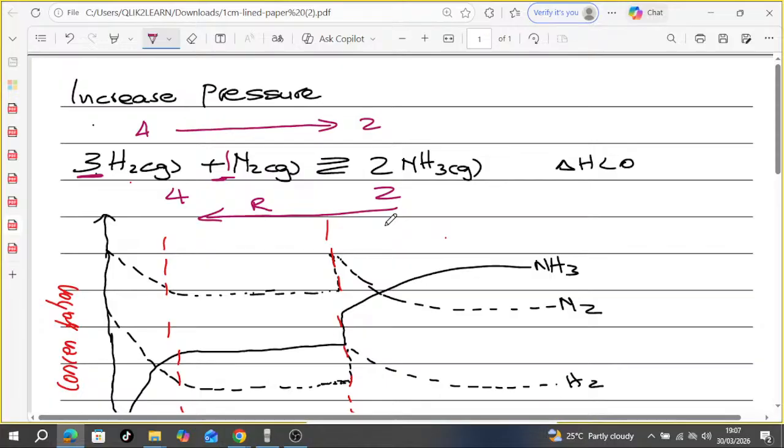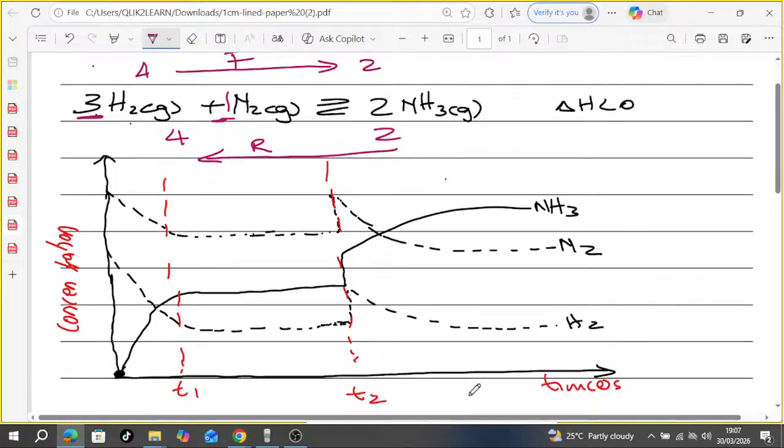So now tell me, which reaction is favored if the pressure is increased? It's the NH3. Remember, we are increasing pressure, and we said that if the pressure is increased, we will favor the reaction that produces fewer molecules. That reaction is the forward reaction. So here the forward reaction is favored.